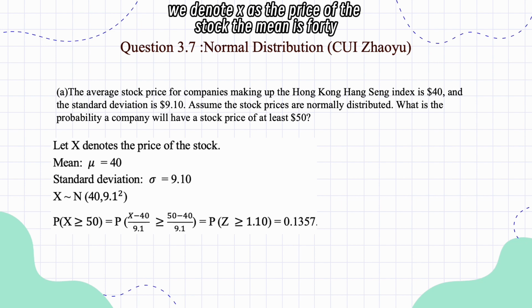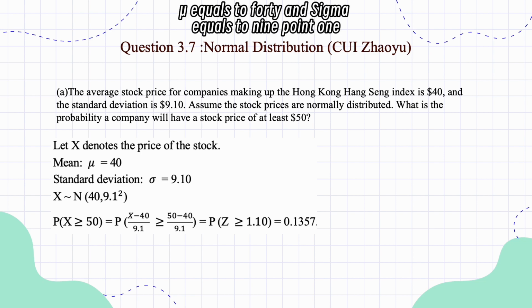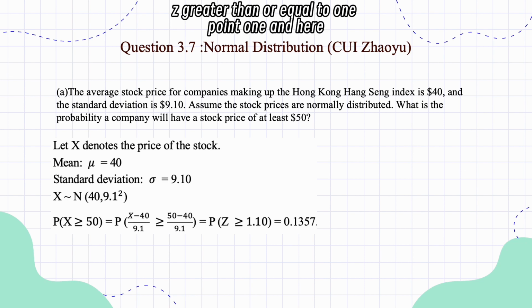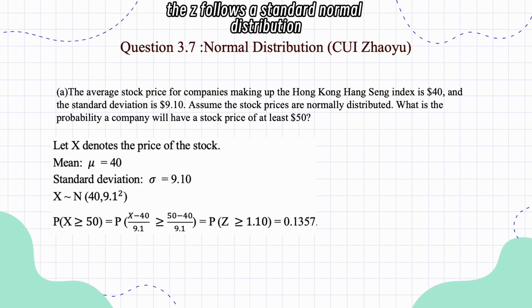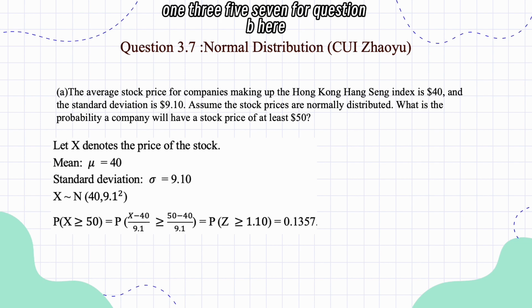Question 3 is about the normal distribution, and here is the solution of question A. First, we denote x as the price of the stock. The mean is 40 and the standard deviation is 9.1. So x follows a normal distribution with mu equal to 40 and sigma equal to 9.1. So the probability of x greater than or equal to 50 is P(z greater than or equal to 1.1). And here, z follows a standard normal distribution, so the result is 0.11357.